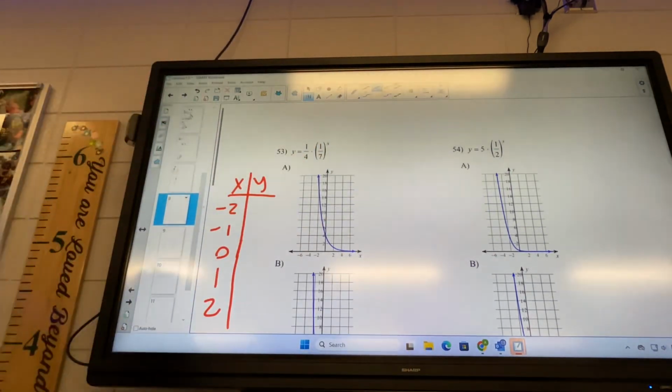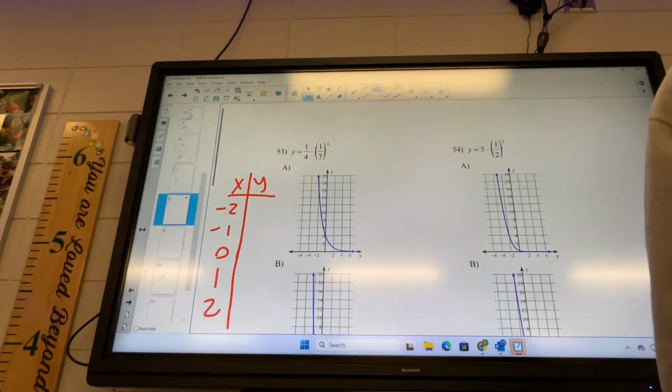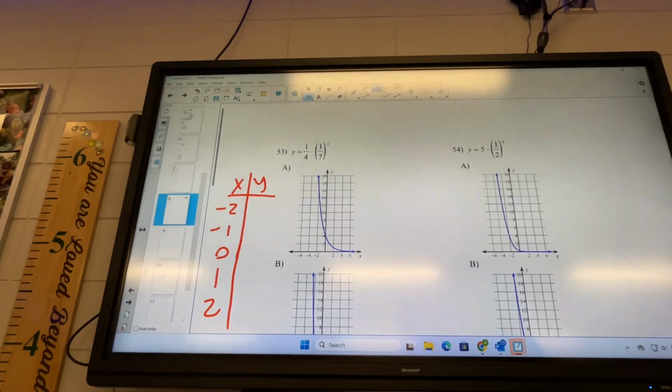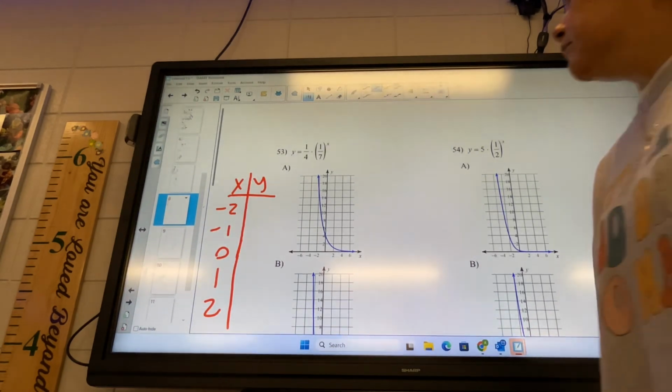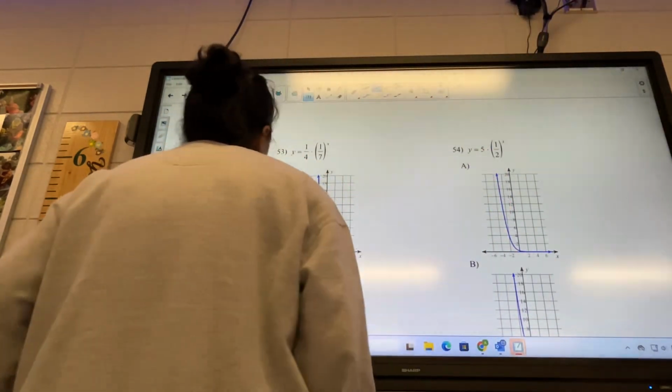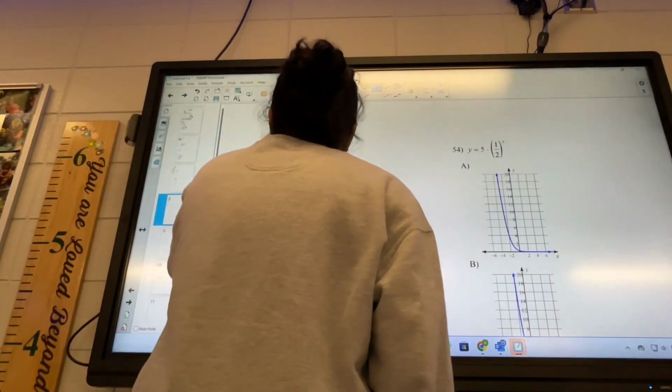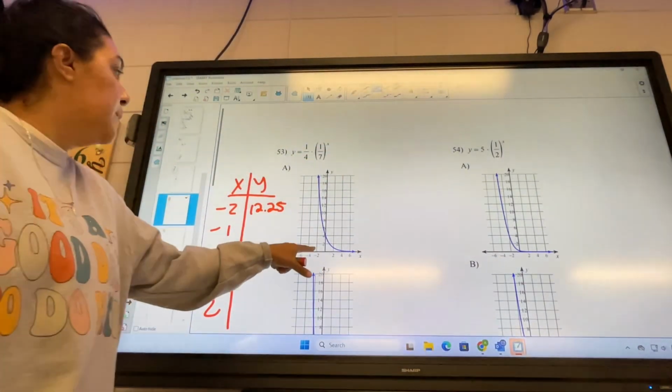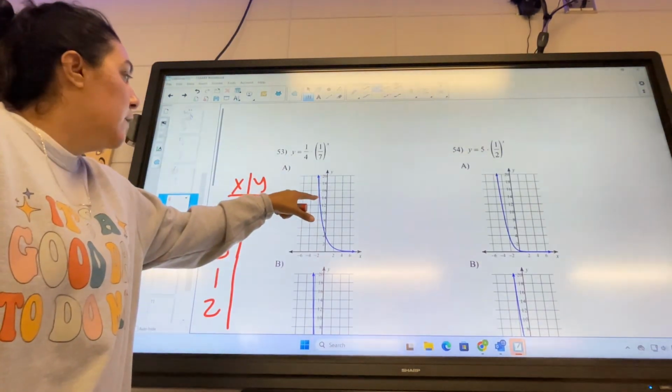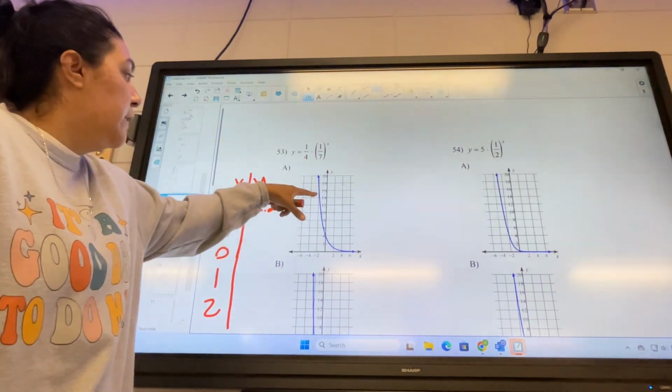Okay, so fraction button 1/4, and then hit over and say times, parentheses, fraction button 1/7, to the whatever. I got 12.25. Okay, and again, I would stop and look. So -2 should be somewhere a little bit above the 12, okay? So does this one look like it fits?